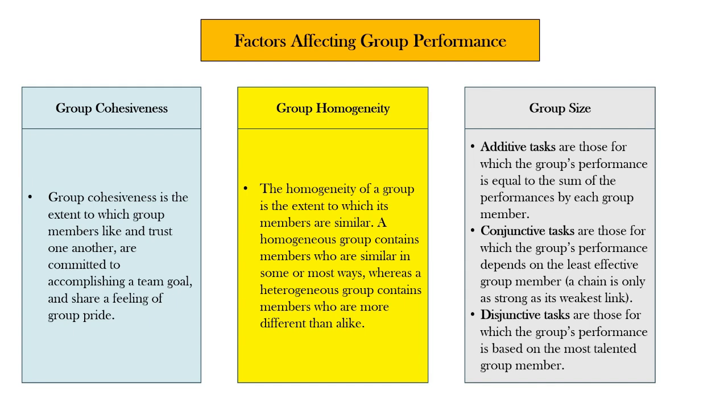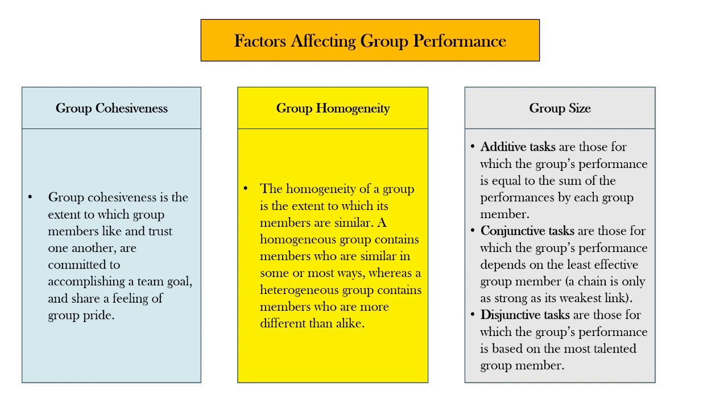Conjunctive tasks are those for which the group's performance depends on the least effective group member, and because success on a conjunctive task is limited by the least effective member, smaller groups are usually best for conjunctive tasks. Disjunctive tasks are those for which the group's performance is based on the most talented group member. As with additive tasks, larger groups are probably better at disjunctive tasks than smaller groups.